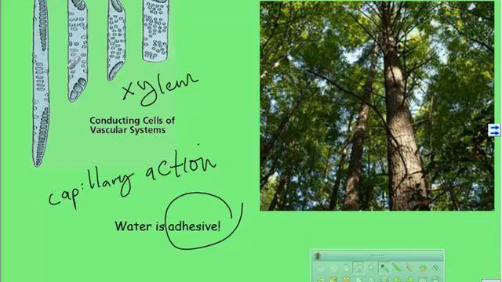Because the roots are on the ground, see, okay. So water goes in the root and it goes. Well, I'm just really confused.